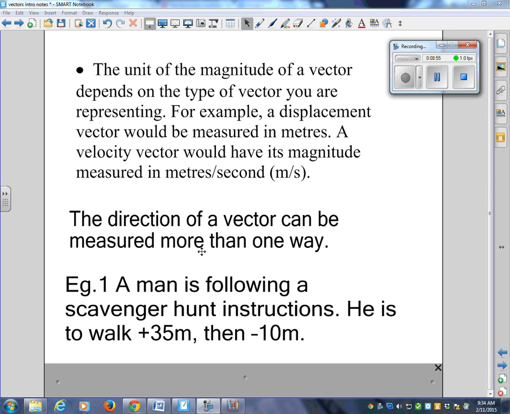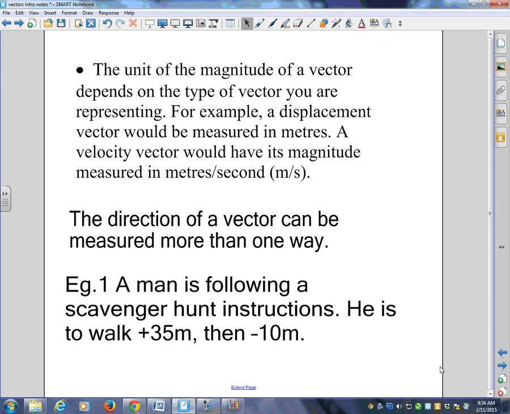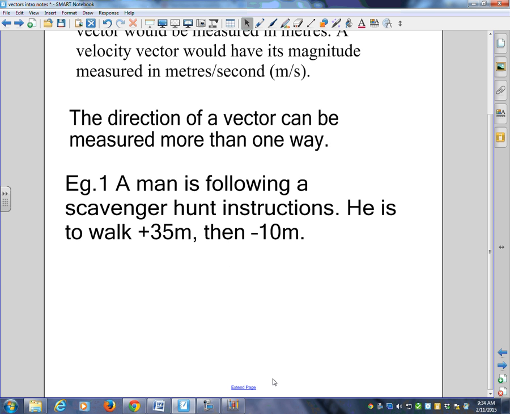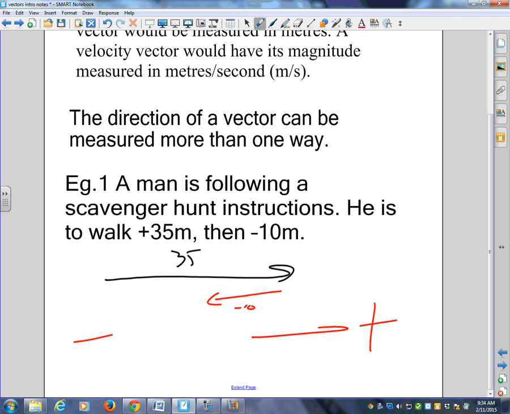This is the one you learned probably in grade 9 or 10. A man is following a scavenger hunt. He's to walk plus 35 and then minus 10. Do you need to write that down? No. These are wonderful examples of things you don't need to write down. I'm just building here, right? So plus 35 would be 35 to the right and then minus 10, 10 to the left, right? That's one thing. Positive and negative, right? That's all you need to know.